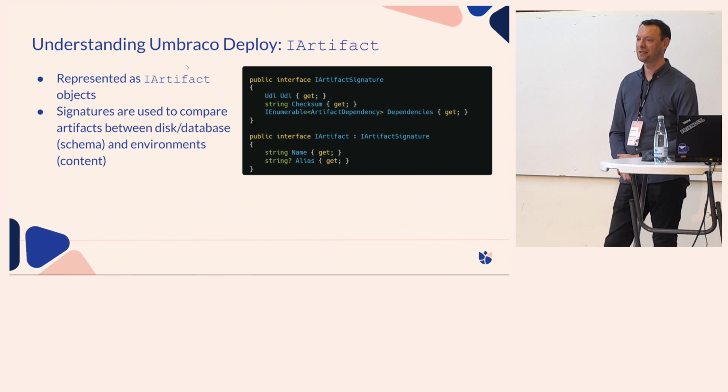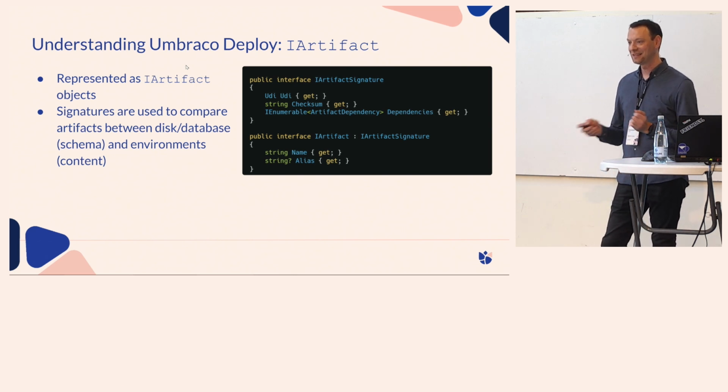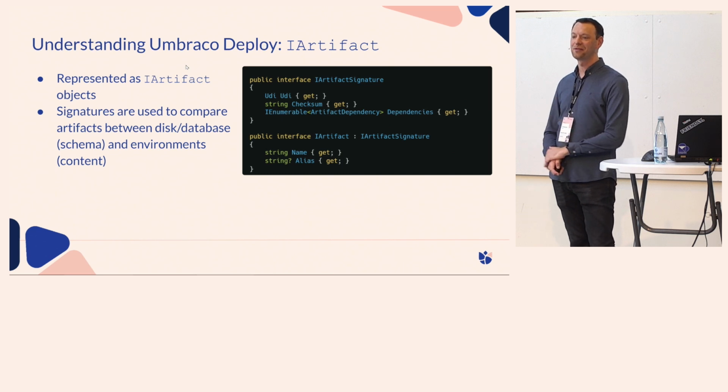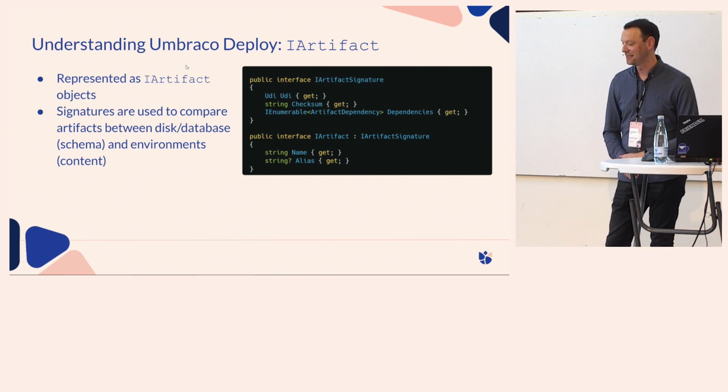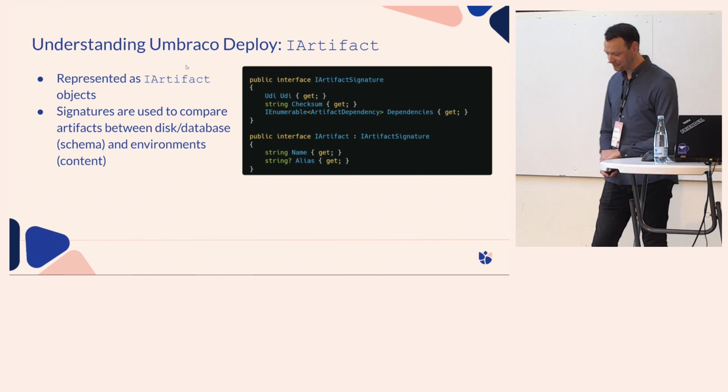And by making sure that those signatures are already present in both environments that you're transferring between, you make sure that the generation of the actual artifact is not done as part of the deployment. So that should speed up the actual deployment and make sure it's not something your editors have to wait on.